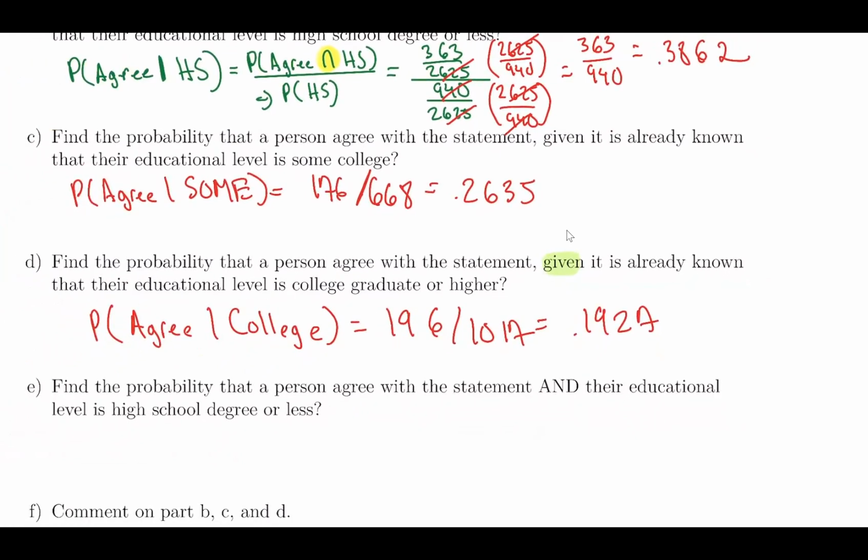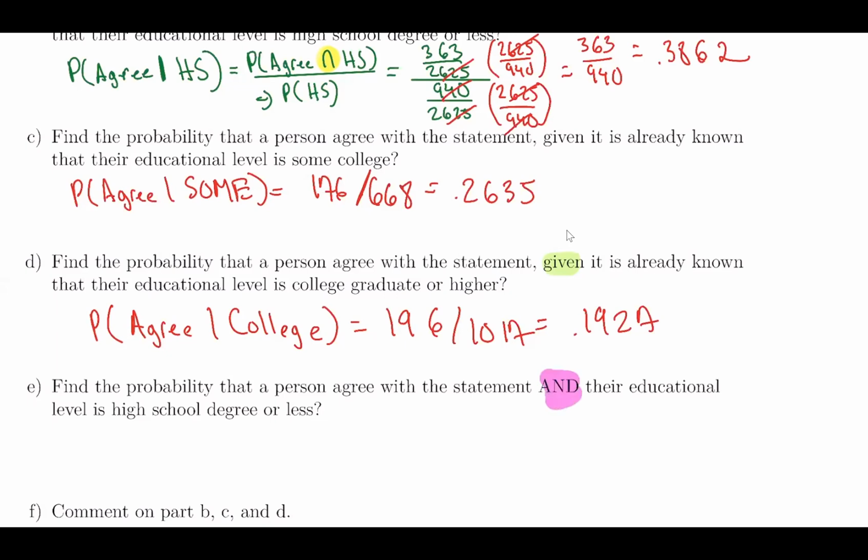All right. So let's do E and then we'll do F and then that's it for today. For E, it says what's the probability that a person agrees with the statement and their education level is high school degree or less. So for part E, what's the key word? Perfect. I think you're getting it now.